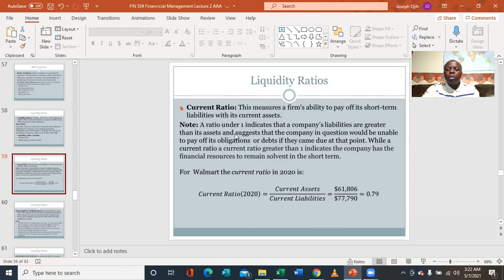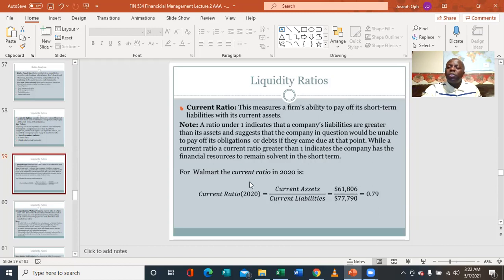If it is 1, that means the company can barely survive. Whatever it makes, it can settle the bills, then after that, you have nothing left. But if it's bigger than 1, that's the one we are after. That'll tell that, yes, they still have surplus after paying their bills. Okay. Now the formula: the current ratio is current assets divided by current liabilities.